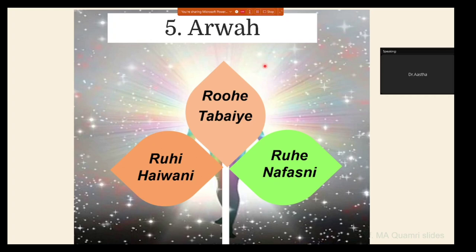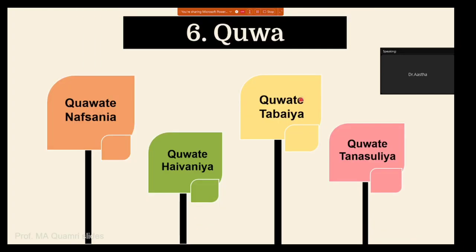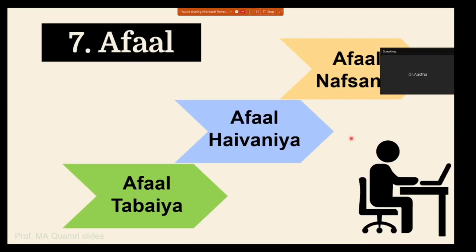We have different kinds of Ru, like Ruha Haiwani, Ruha Tabayi, Ruha Nafsani. Nafsani takes care of all the psychic functions, Tabayi of the hepatic functions, and Haiwani of the cardiac functions. Then there are the Quwa, the powers or faculties. According to Unani, there are four different Quwa: Quwate Nafsaniya, which deals with the psychic power, Quwate Haiwaniya, which is for the cardiac, Quwate Tabayi, which is the hepatic, and finally the fourth, the reproductive powers. All these faculties and powers perform different functions, and these functions are called Afal. Afal stands for functioning.